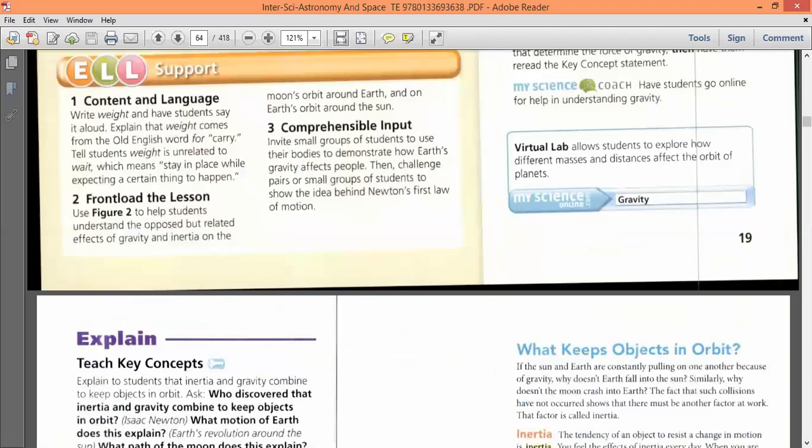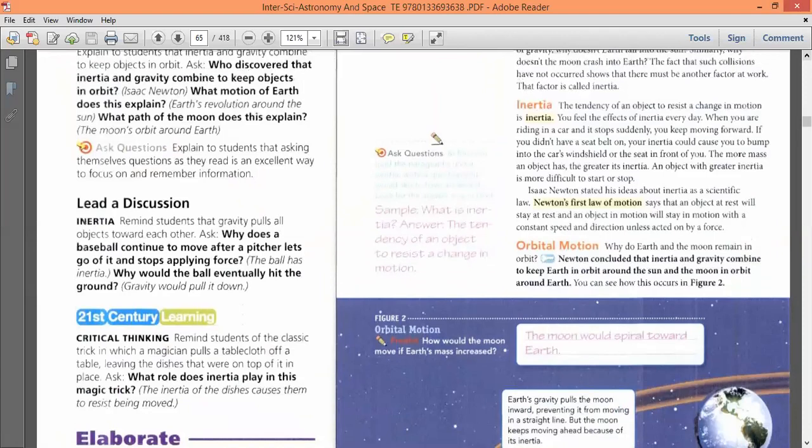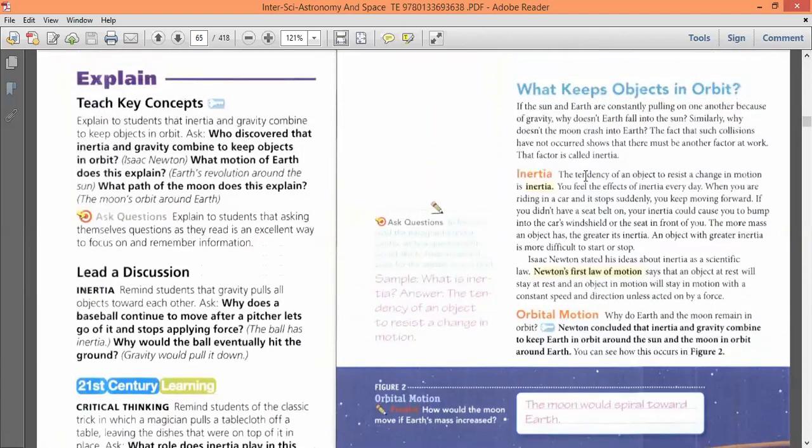Going to the next page, here we are speaking about inertia. What keeps objects in orbits? While you are in your car and your car suddenly starts to move, you will rush backward. But if your car is in motion and stops suddenly, you will rush forward.